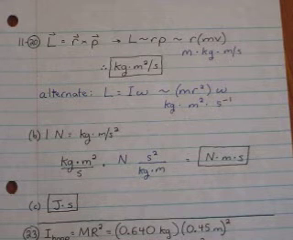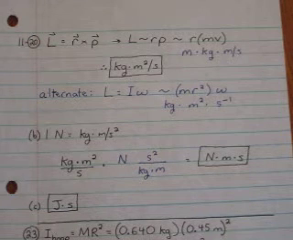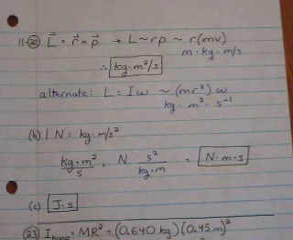quantity. So for angular momentum, one that comes to mind is that the angular momentum vector is the cross product of r and p.